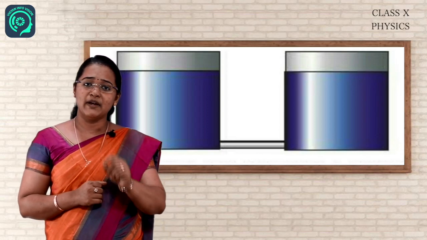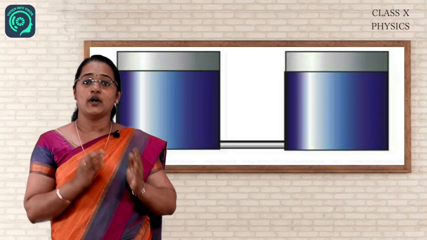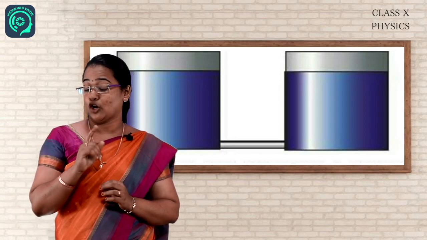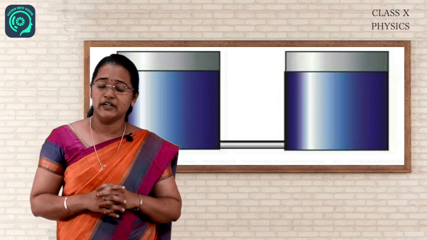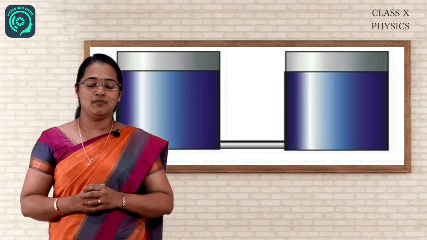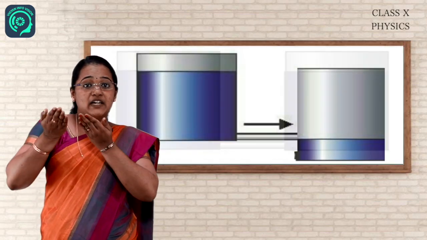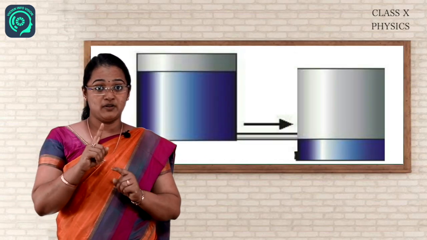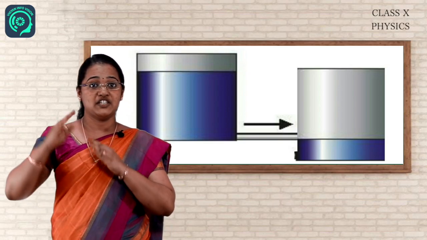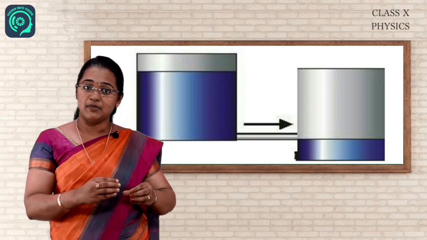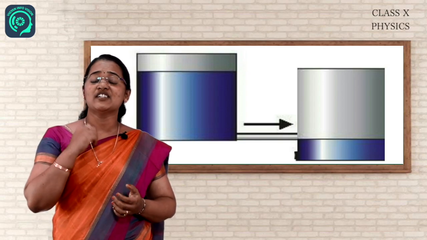Now, if you want to make the water move from one beaker to another, is it possible? But we are not allowed to add or remove any amount of water from either of these two beakers. But it is possible. We can just raise one of the beakers towards a height. So what will happen? The water from the beaker which is at the height will move towards the beaker which is kept down. Why does this happen?